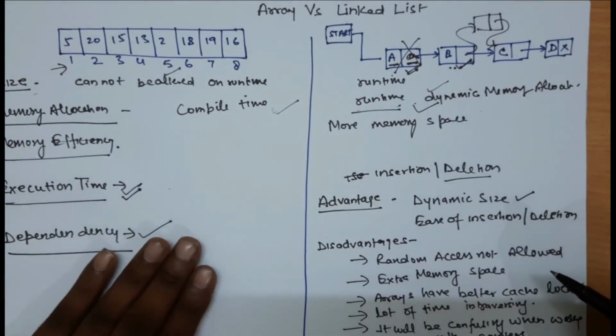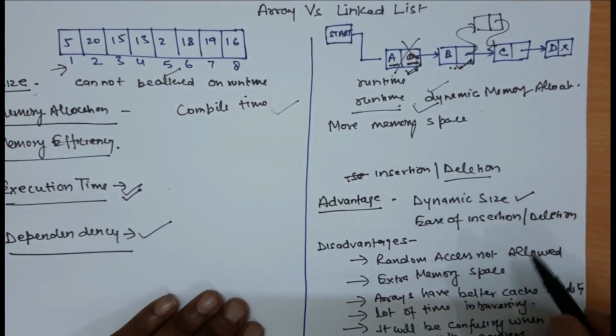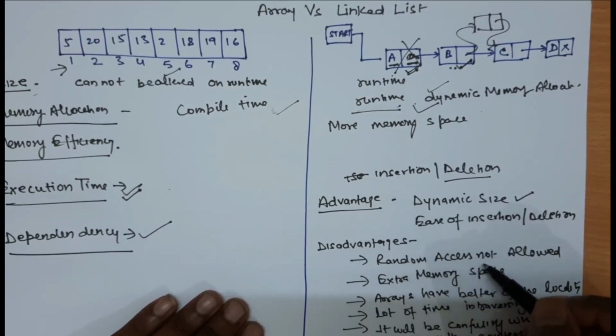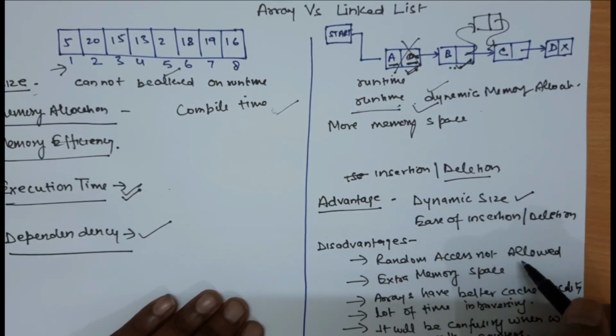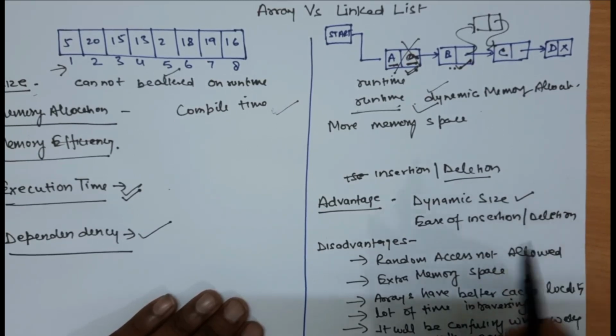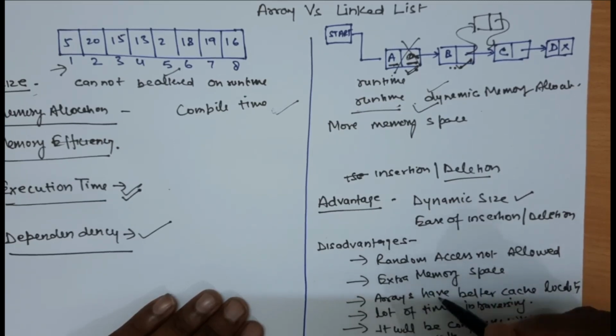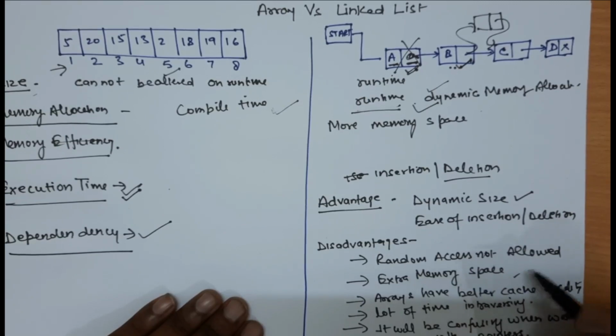Now let us see the disadvantages of the linked list. The first one is random access. Random access is not allowed. We have to access elements sequentially from the starting element, which means we have to access elements from the first node. Second, extra memory space is required in the case of the linked list, for storing the pointer which is required for each element of the list.